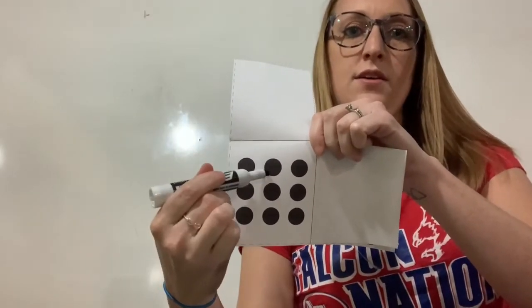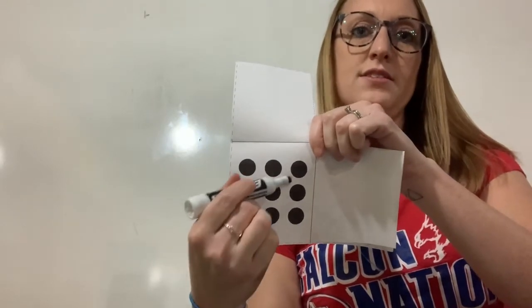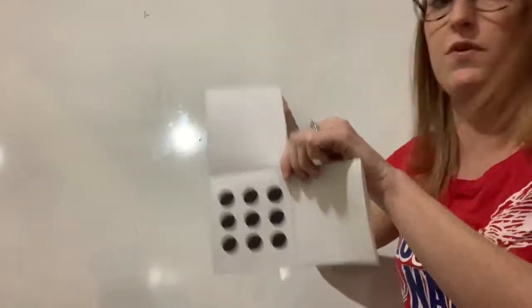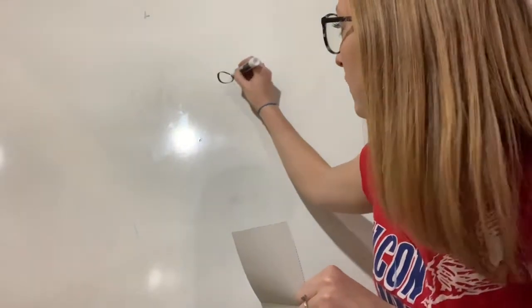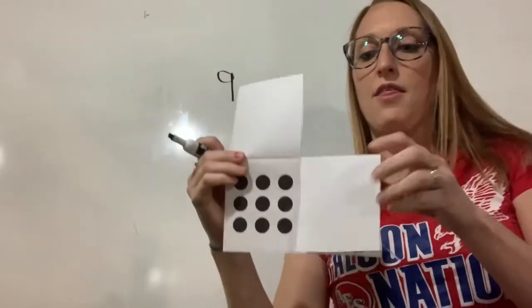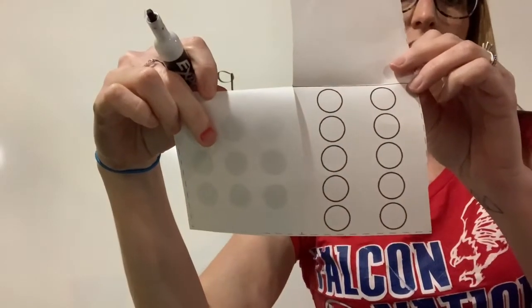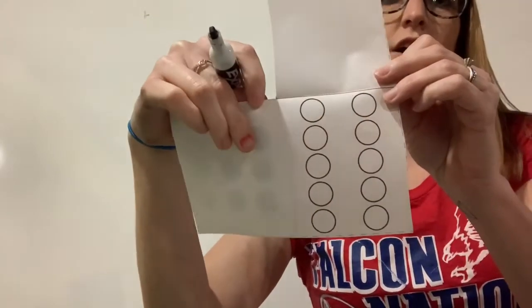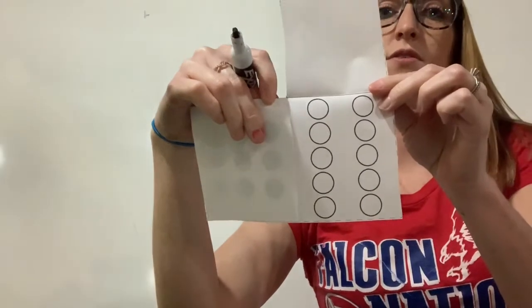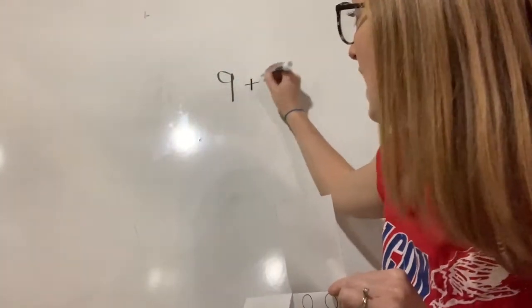3, 4, 5, 6, 7, 8, 9. I'm going to start with a 9. Okay, let me go up to where you can see this. 9 is my first number. Then I'm going to add together how many is underneath of this flap. Let's see if you can figure that out. If you notice, these are in groups of 5. 5 and 5, 9 plus 10.